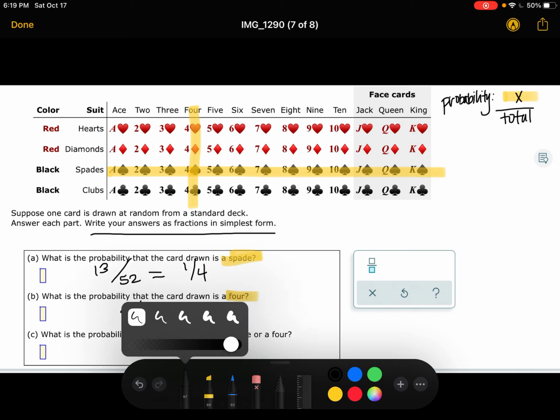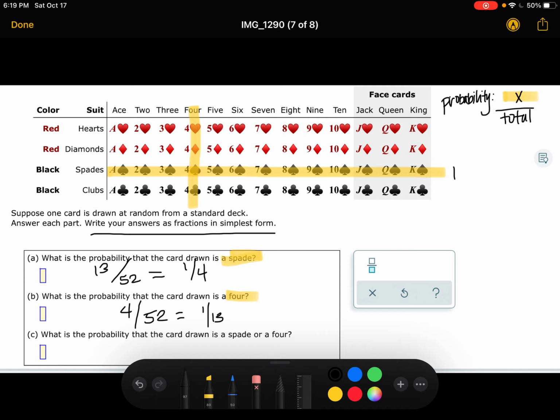So I know that there are 13 spades and that there are 4 4s. Do not go and say 13 plus 4, because there's one card, the 4 of spades, that counts as both. So you would say 13 plus 3, which would give you 16. So there's 16 total out of 52.